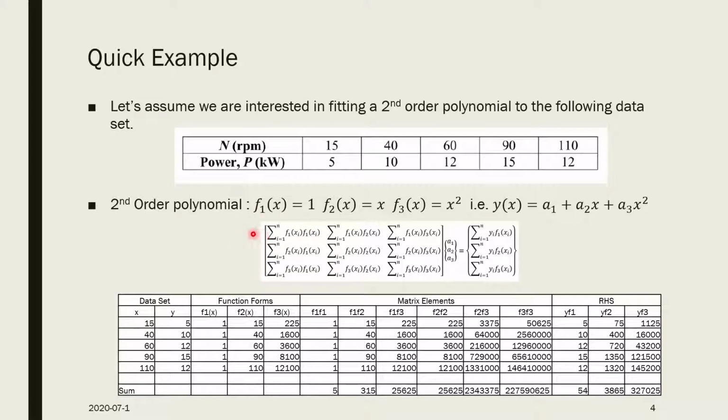Notice that I only need to evaluate 6 elements for this matrix because the matrix is symmetric. So you can fully define it using the 6 elements over the diagonal. And then you can similarly evaluate the right hand side, which is simply the product between the y dataset and the functional forms. So y times f1, and y times f2, y times f3, and so on, and then we do the summation again. And then we'll have our system of linear equations, which we can solve.